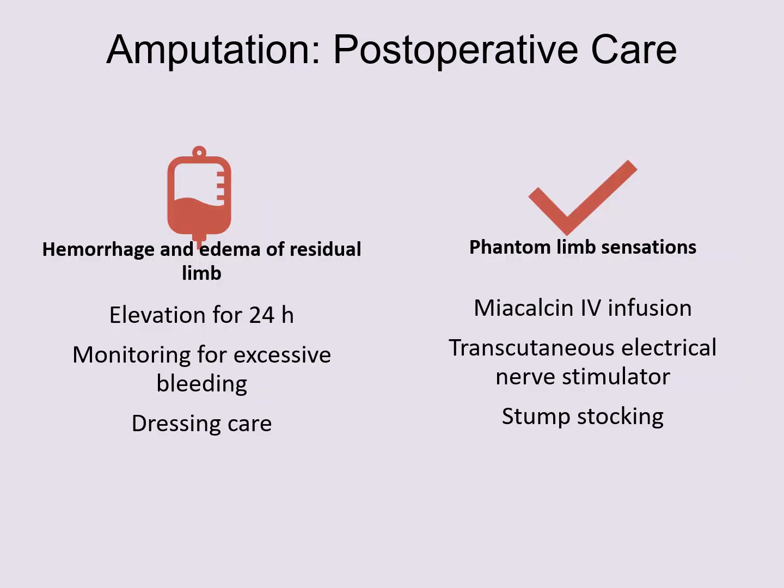So the amputation post-op care: hemorrhage and edema of the residual limb. It's something that we're going to worry about. So to prevent that, we're going to elevate the stump for 24 hours. We're going to monitor for excessive bleeding. We're going to be looking at that dressing. If you see bleeding, we want to make sure we circle it. We're going to let the physician know. We don't take that bandage off. We'll reinforce it if we need to, but they're going to have some bleeding, just not excessive. So think of it that way. Is it saturating those dressings? That's excessive bleeding.